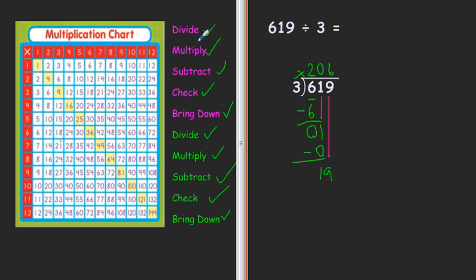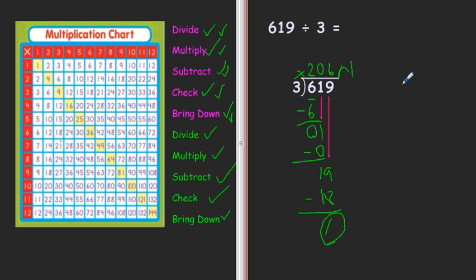Okay, so I divide. Now I multiply. 6 times 3, which we just looked at, is 18. Good. So I have my multiply. Now subtract. 19 minus 18. 9 minus 8 is 1. And 1 minus 1 is 0. So I subtract and I check. Is 1 smaller than 3? Yes, it is. Is there anything else to bring down? No, there's not. So 1, it's not a beautiful 0, but it is our remainder. So now we have a remainder of 1.